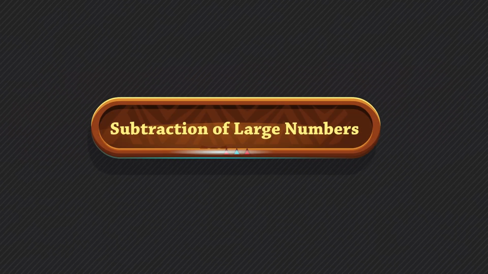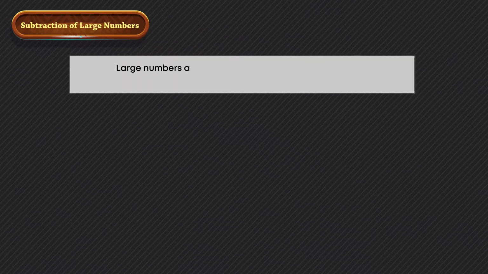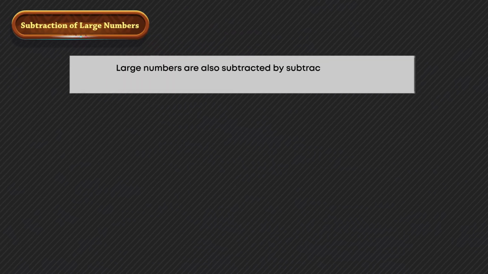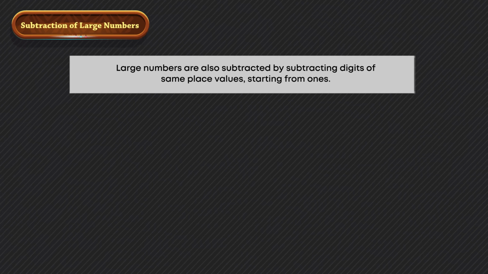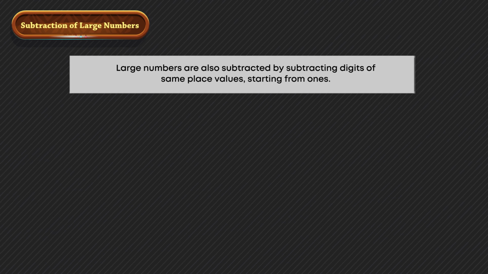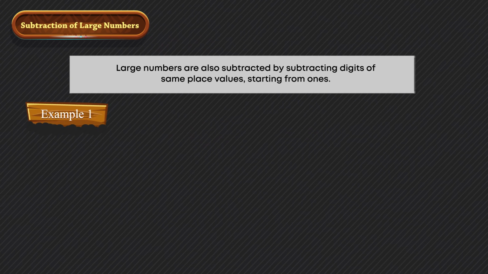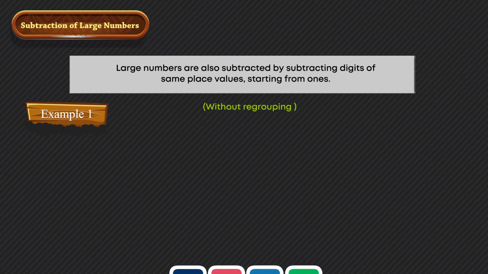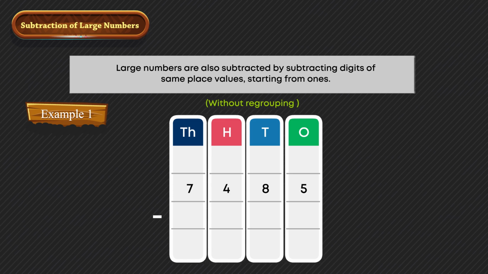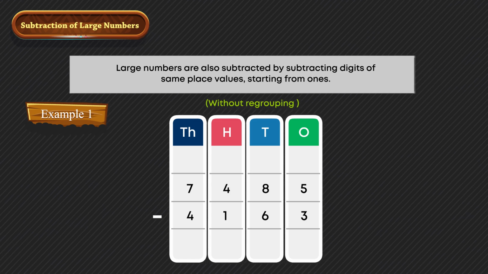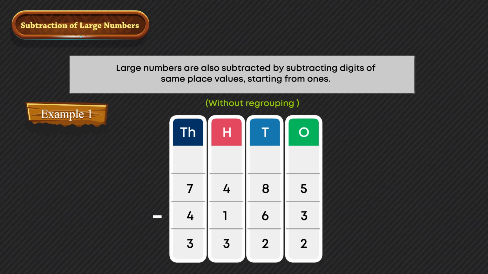Subtraction of large numbers. Large numbers are also subtracted by subtracting digits of same place values, starting from ones. Example 1. Without regrouping. 7,482 minus 4,136 is equal to 3,346.